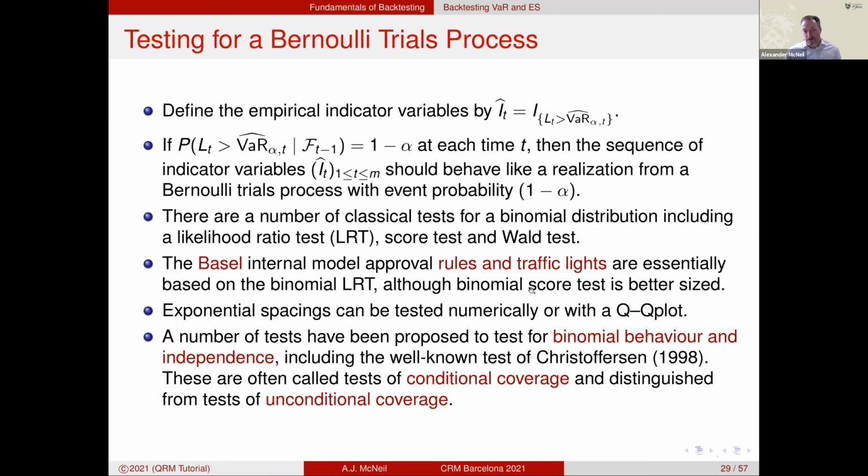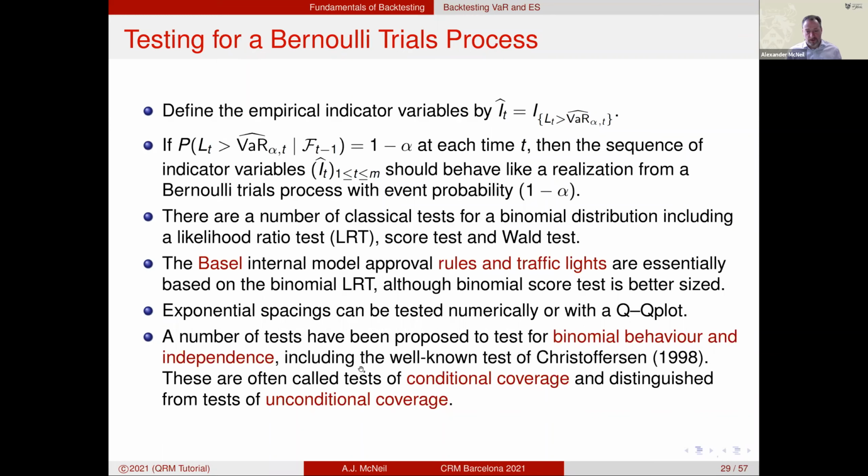In my opinion, the binomial score test is a little bit better. It's very similar, but it's a little bit better. The geometric spacings or the exponential spacings, because when alpha is large, like 99%, it's very similar. That can be tested with a numerical test or with a QQ plot, which we'll look at.